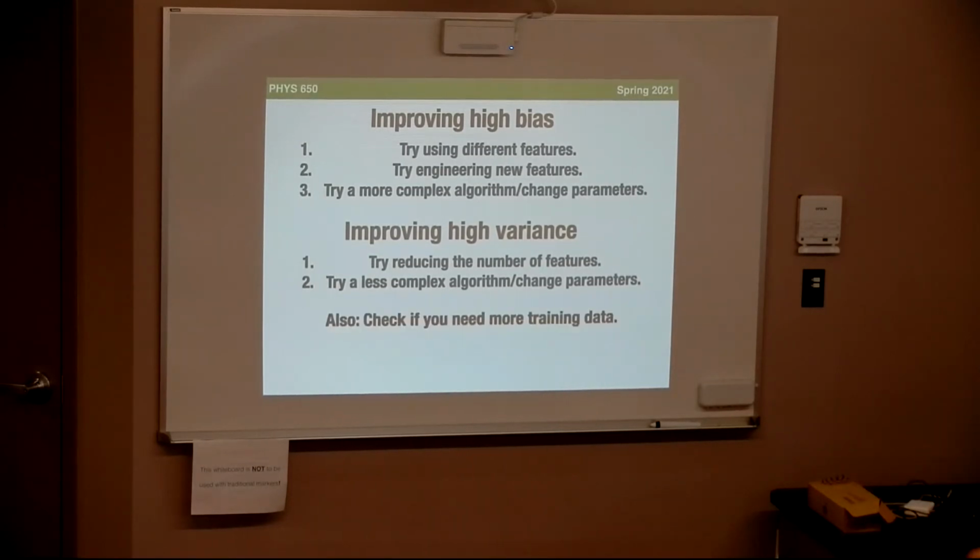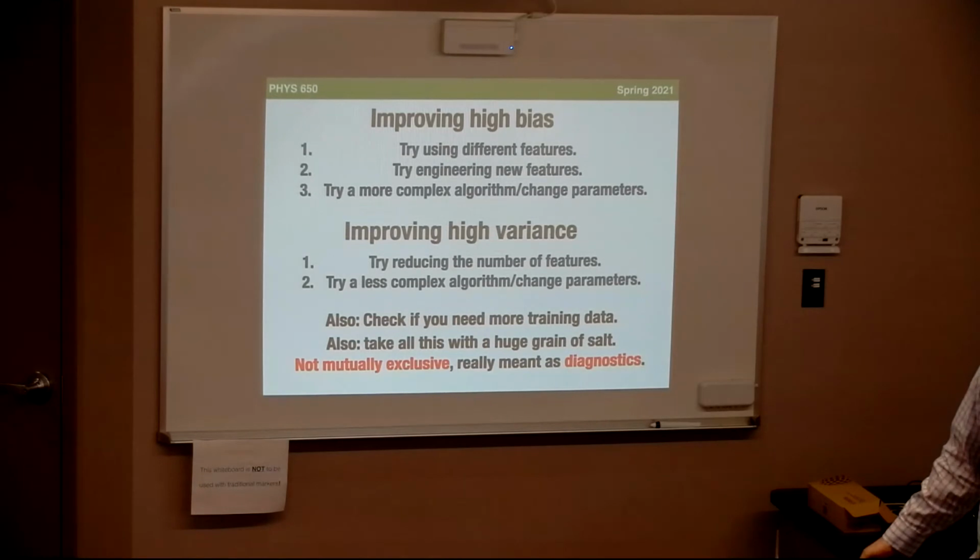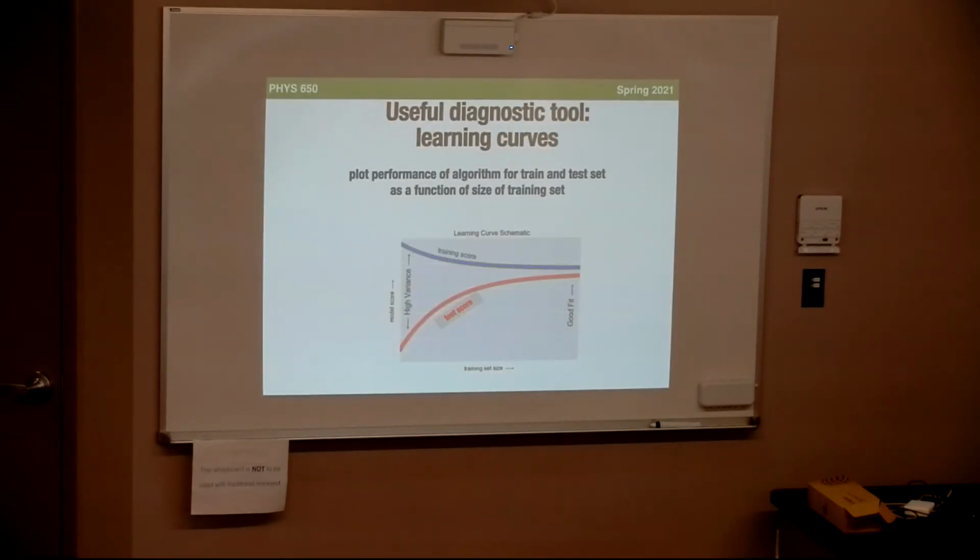Anyway, so check, do I need more training data? Because basically this can happen when I have not a big training set. So maybe just throwing more data at the problem, although that's a knee-jerk reaction from an astronomer, right? It's always throw more data at the problem, then it might go away. This is not mutually exclusive, so it is more of a diagnostic tool.